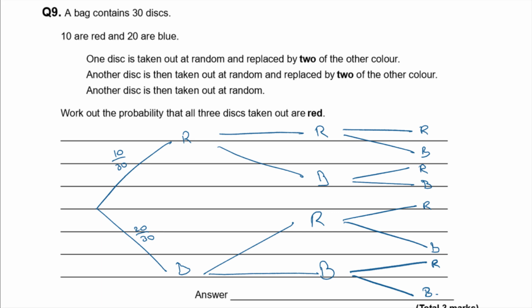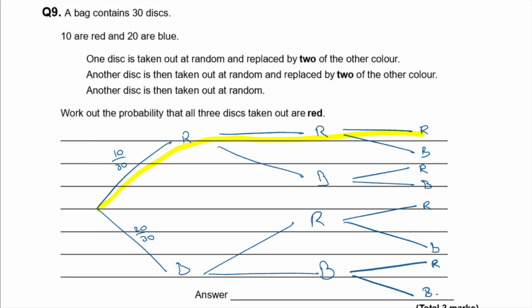I'm probably not going to bother doing all of it because I don't need to work out all of it. I just need to work out the probability that all 3 discs taken are red. So I'm going to concentrate on working just this route out, because I can't be bothered to do all that extra work. It's not going to get me any more credit. So 10 over 30 chance of getting red.